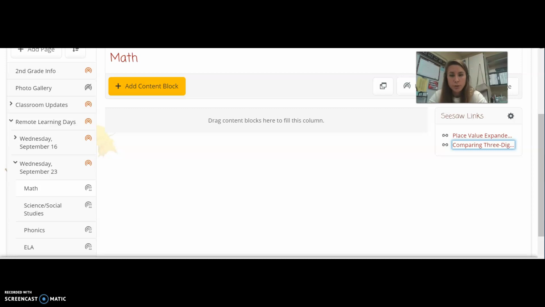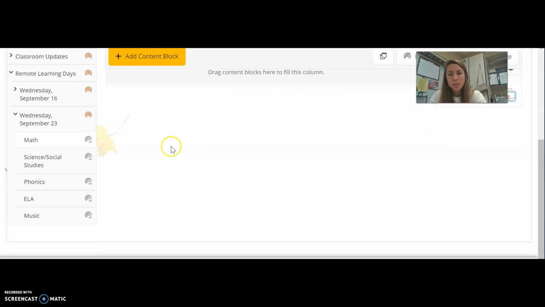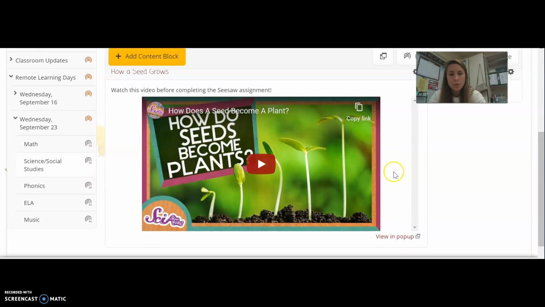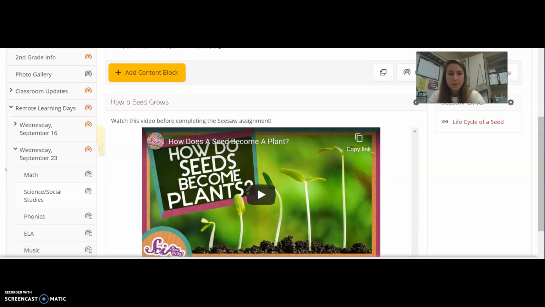Once you finish those two activities, you are done with math and you'll move on to science and social studies. Today it's just science, and we're going to be looking at how a seed becomes a plant.